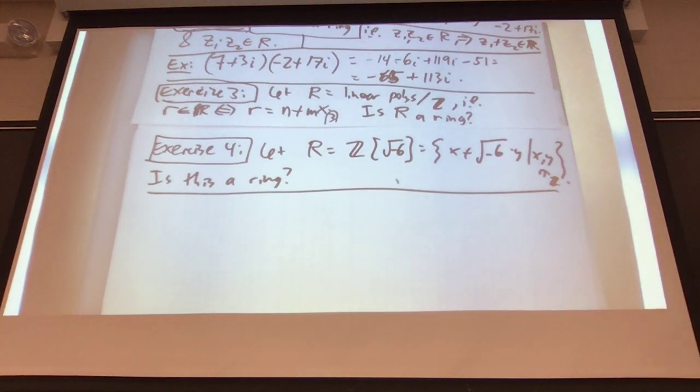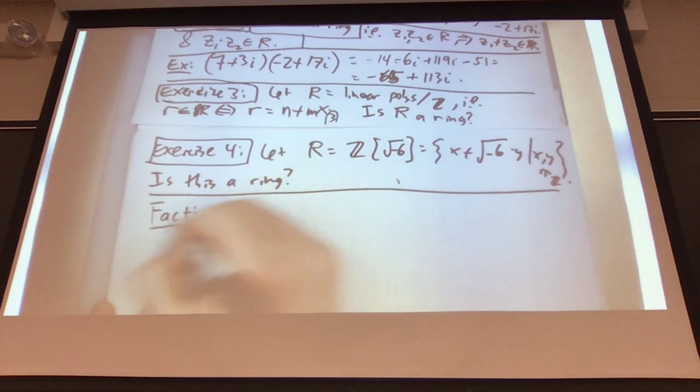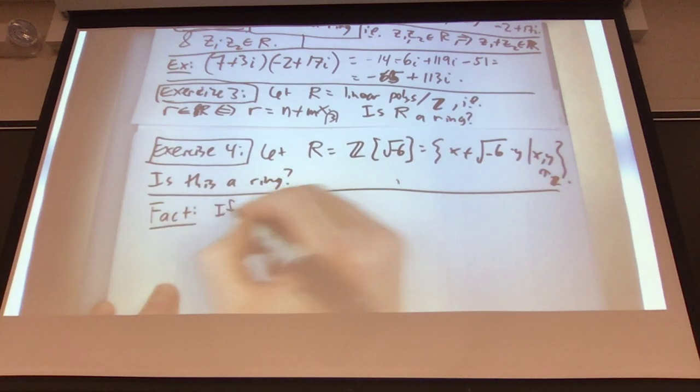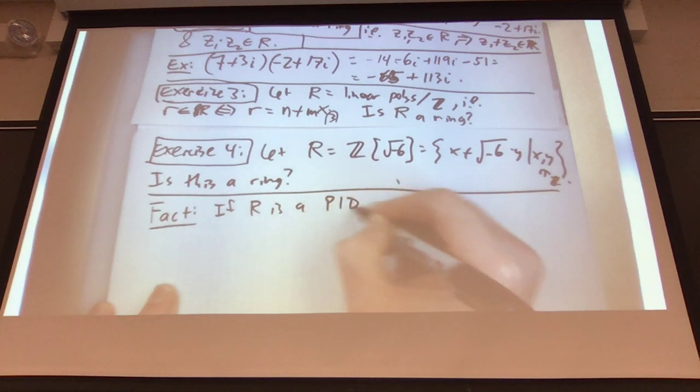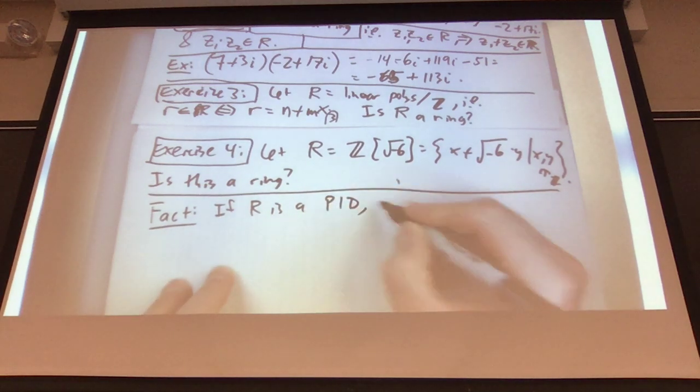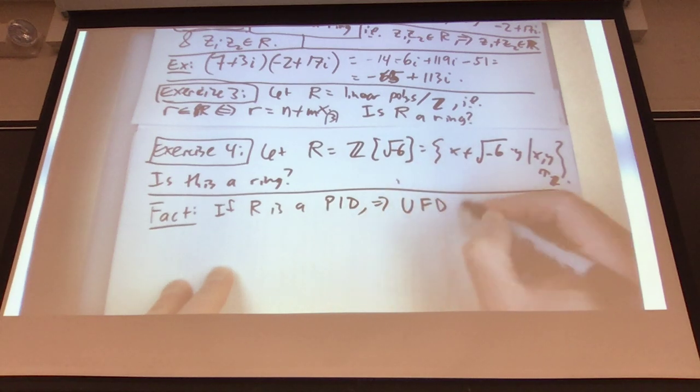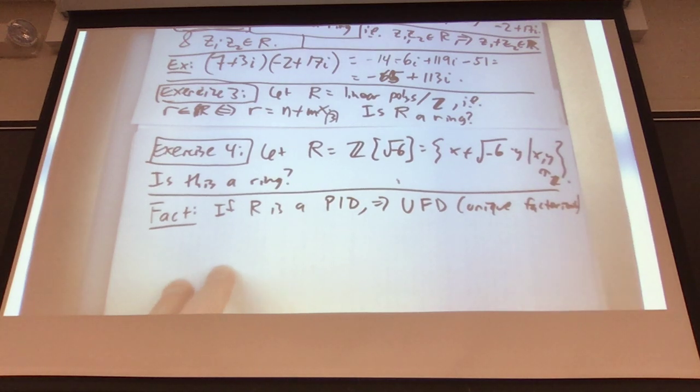This is a ring. If this ring, now I'm really getting ahead of myself, is this ring a principal ideal domain? It's generated by one element, yeah. So the fact that I'm trying to work up to is, if R is a principal ideal domain, then it has unique factorization. Then it's a unique factorization domain. You have to make sense of what that means. In other words, the fundamental theorem of arithmetic holds in that ring.